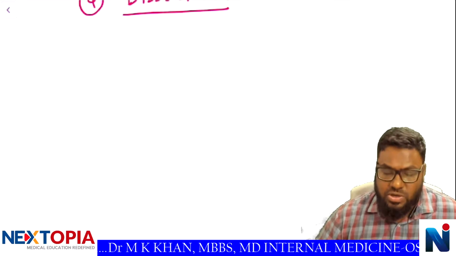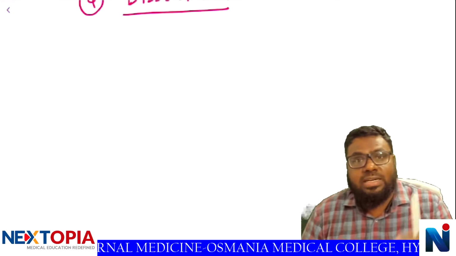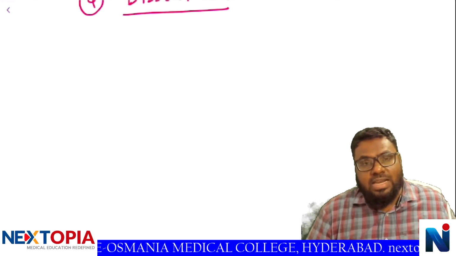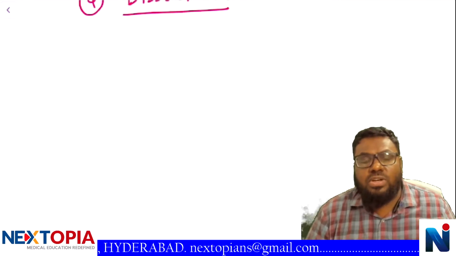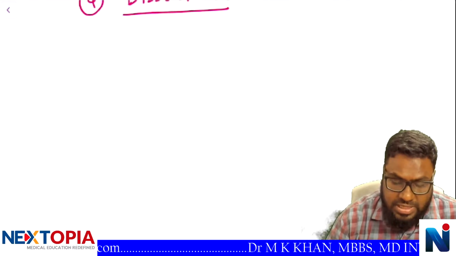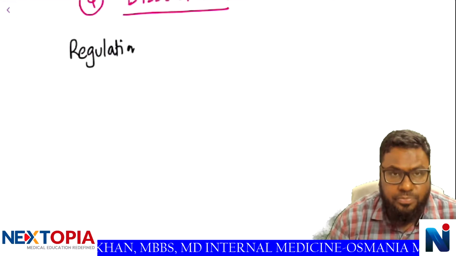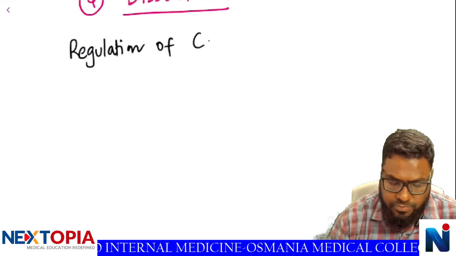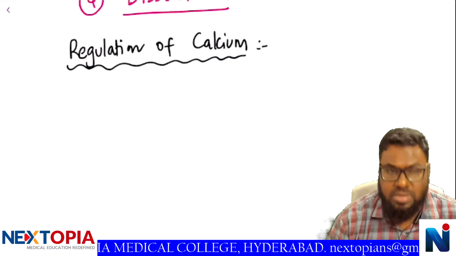How is this calcium? Withdrawal of calcium, I'm telling you, activation by calcium. Calcium enters the cell. Calcium is withdrawn from the cell. How is this calcium entry, calcium withdrawal occurring in the cell? To understand this, let us try to understand the regulation of calcium in the skeletal muscle. Let us try to understand this concept.